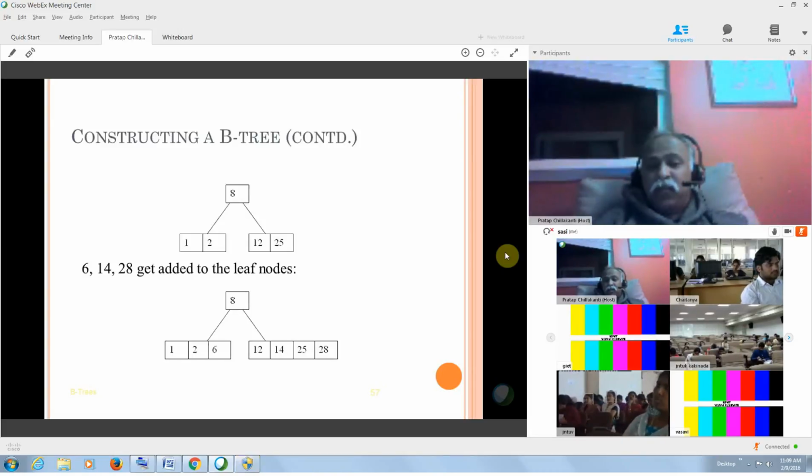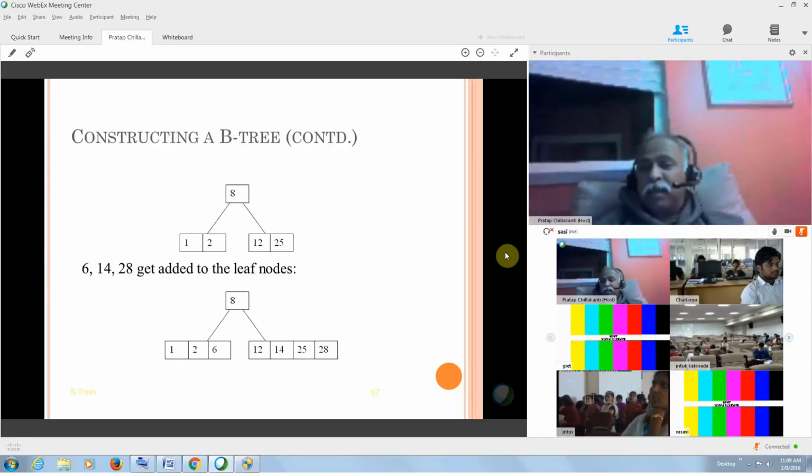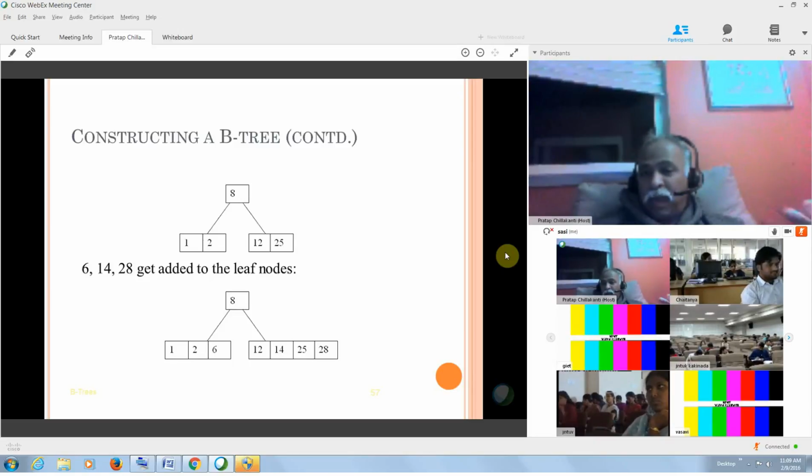Now we are adding 6, 14, 28. So where does 6 go? You compare 6 to 8. Remember, now you go back to your binary search principles, right? That's the beauty of binary search. You are able to say whether I take the left branch or the right branch. So you go to the left. Still has room, right? It can go up to m-1, 4 values. So 6 can fit in there. 14 goes the other side. And then so does 28.